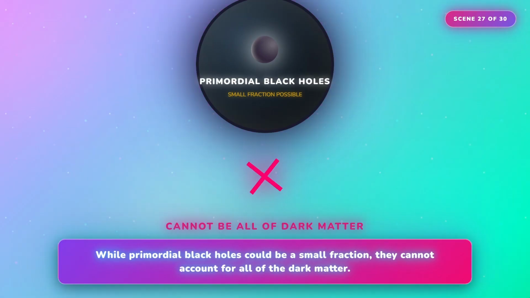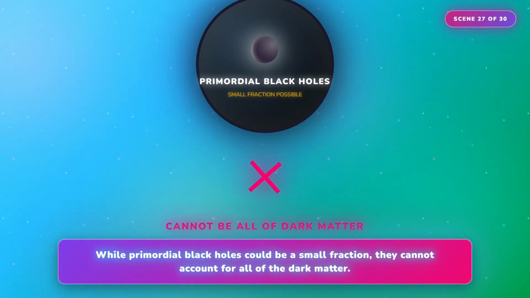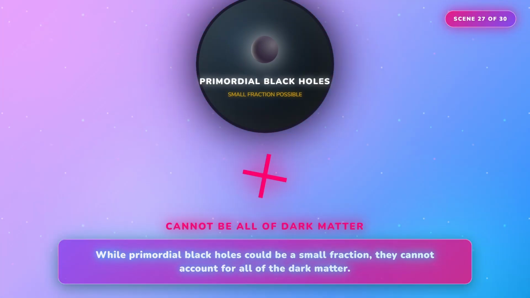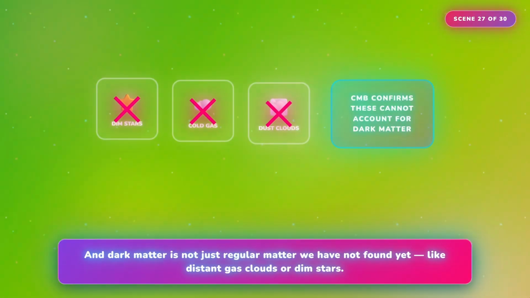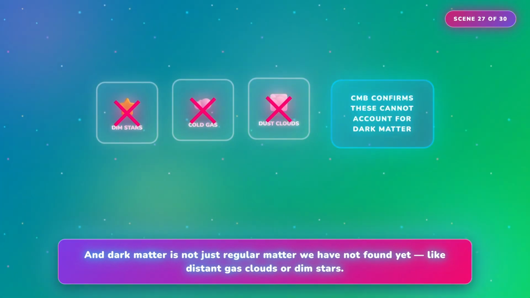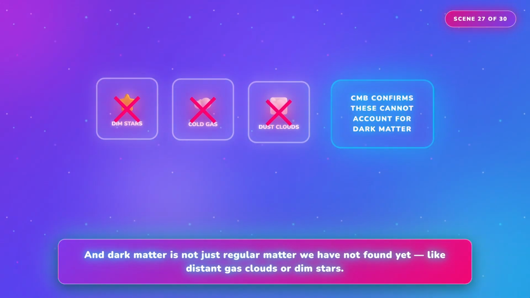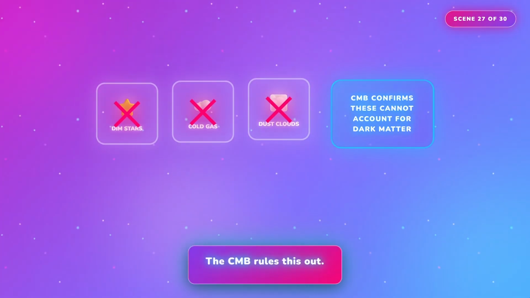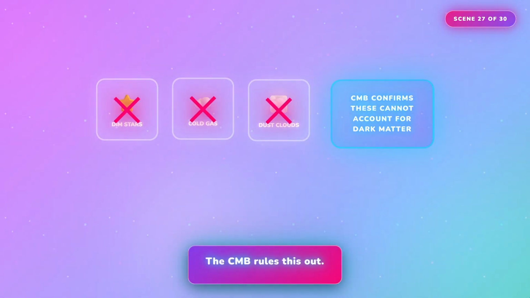Dark matter is not a black hole, at least not mostly. While primordial black holes could be a small fraction, they cannot account for all of the dark matter. And dark matter is not just regular matter we have not found yet, like distant gas clouds or dim stars. We have checked. The CMB rules this out.